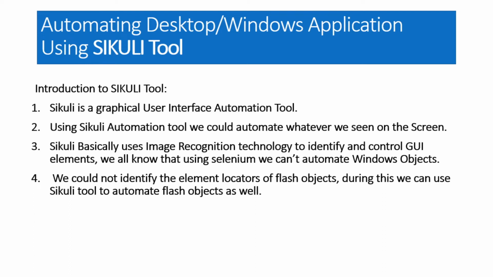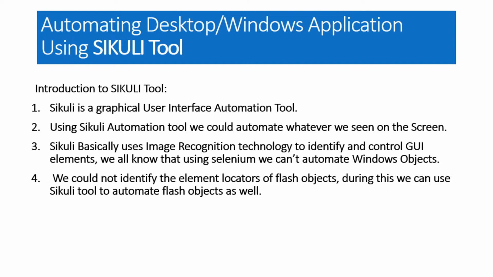We all know that using Selenium we cannot automate Windows objects. We already know that with the help of Selenium we are not able to automate Windows objects. So for that reason we have to opt for one of the tools like AutoIT and also Sikuli. In our earlier video we already discussed how to automate a desktop or Windows application. We used AutoIT, right? With the help of AutoIT we already automated one small desktop or Windows application, where we can upload our files to that particular website.